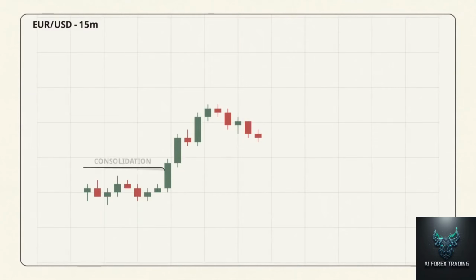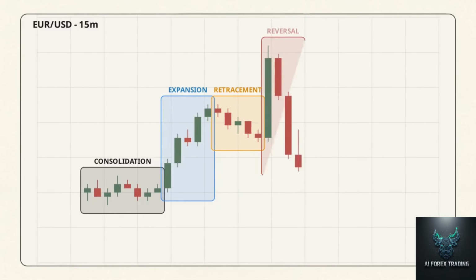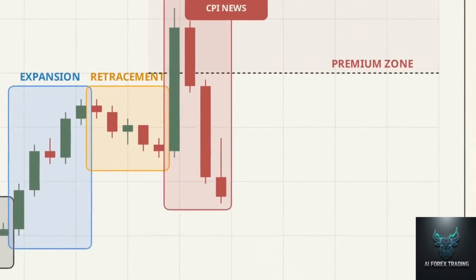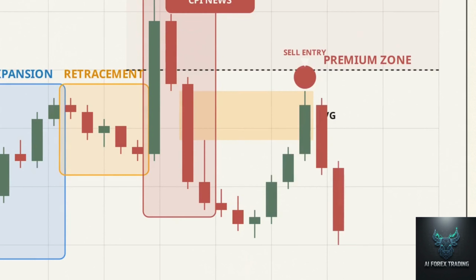A high-probability setup requires analyzing consolidation, expansion, retracement, and reversal in a unified sequence. At the peak of the reversal, we see the alert for a CPI news spike. This provides our narrative context, confirming that institutional volume was used to reach a premium zone. Zooming in reveals the footprint left by that move, a fair value gap. When price returns to rebalance that gap, it confirms the algorithmic flow and offers a specific entry point.